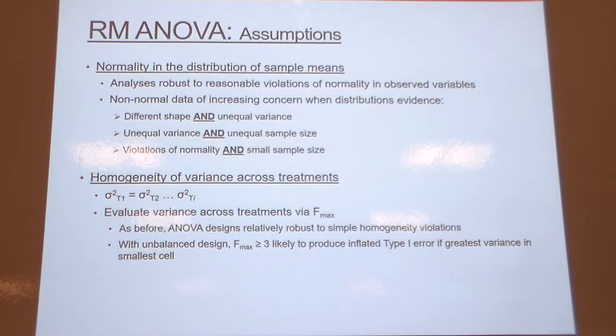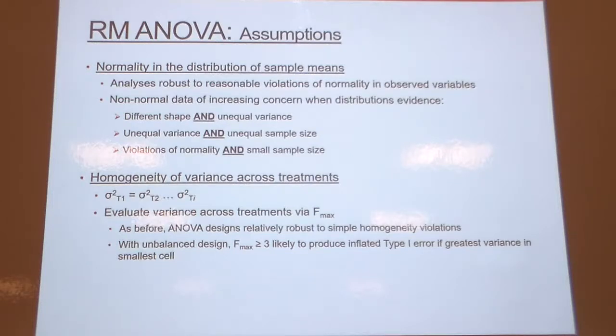We're also worried about homogeneity of variance across treatments, okay? We want the variability at time 1 and time 2 and time 3. We're assuming that our variability across scores is going to be relatively equal, okay? We're going to look at this in our screen with our F max.